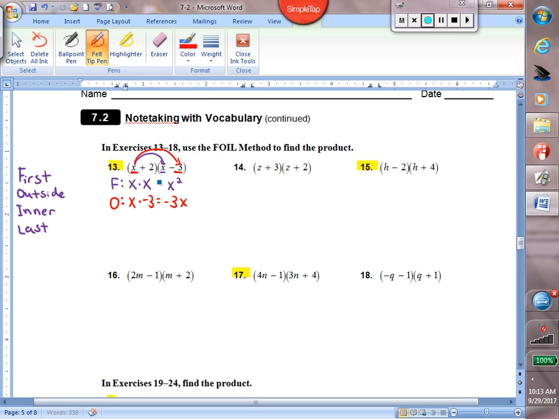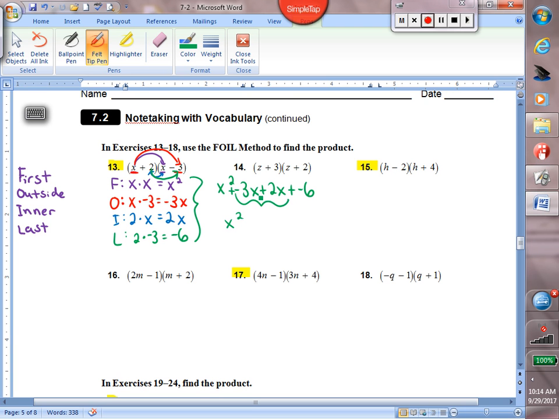The I stands for our inner terms. That's going to be our 2 and our x. And last means the last term in each binomial, so our 2 and our negative 3. Same as we've done with our other methods. After we find each letter, we add the results together.